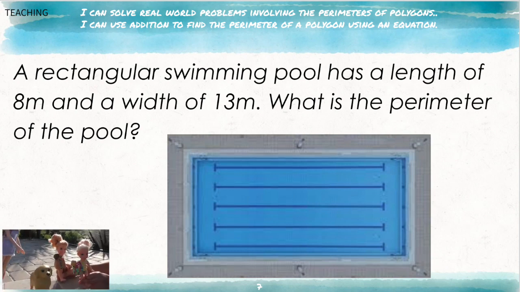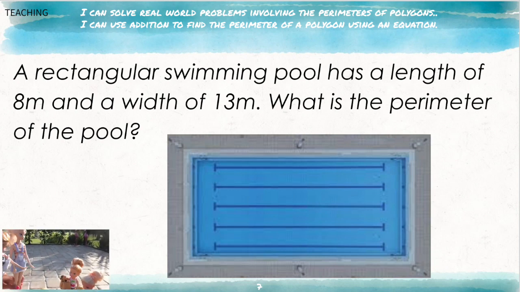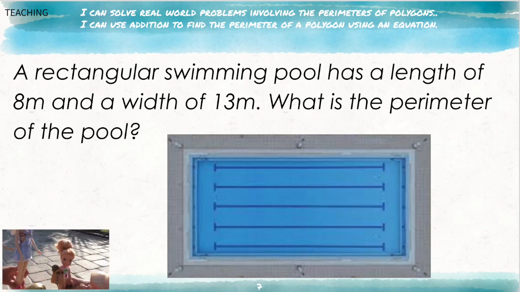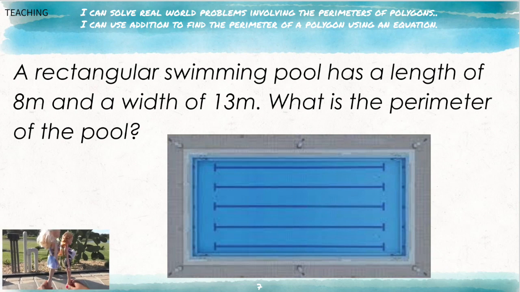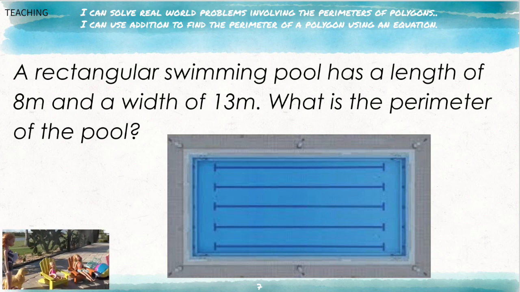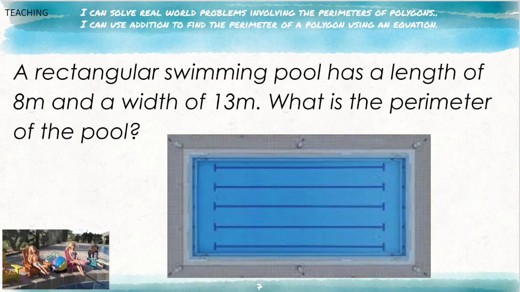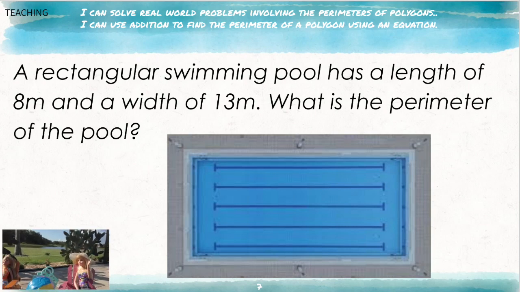I see a big pool over there, and it says I have a rectangular swimming pool that has a length of 8 meters and a width of 13 meters. So we want to figure out what is the perimeter. I'm going to start at one corner, right at the edge of the pool, and slowly walk all the way around to see how far I have to walk to come back to where I started. So let's go ahead and try that now.